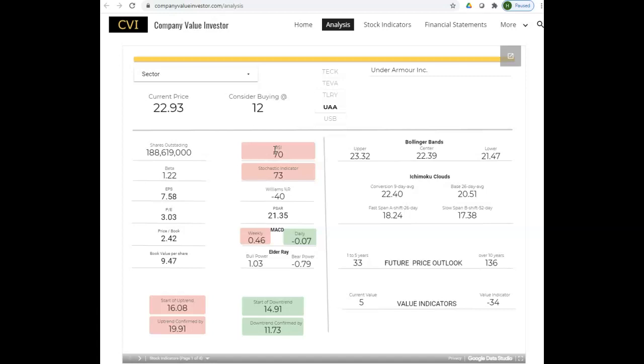This simple strategy helps me to buy a good stock at a bargain price and sell it when I make a reasonable profit. As you can see, the RSI is an investment tool that is easy, fast, and reliable. Try it yourself. Just go to companyvalueinvestor.com.